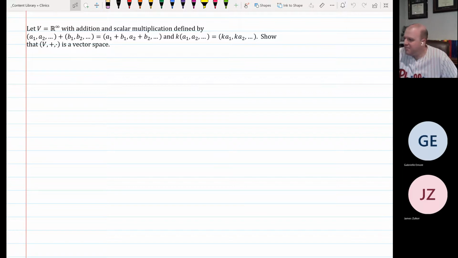So what does that mean? Well, it means that we have to show that this set combined with the two operations satisfy all 10 of the axioms. So start with closure under addition.